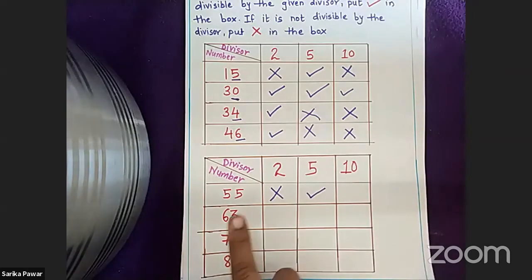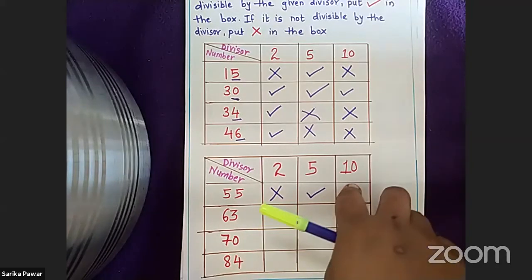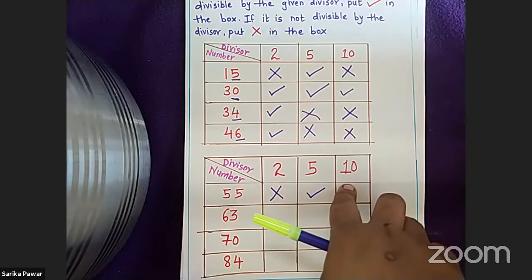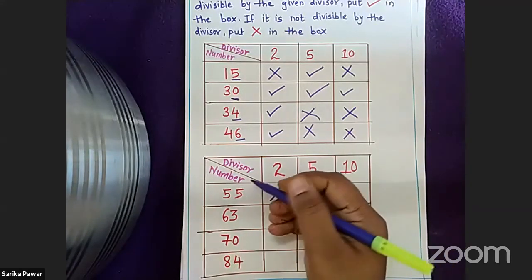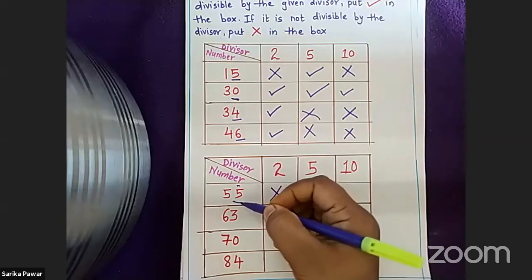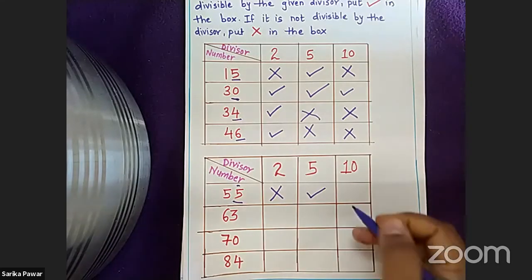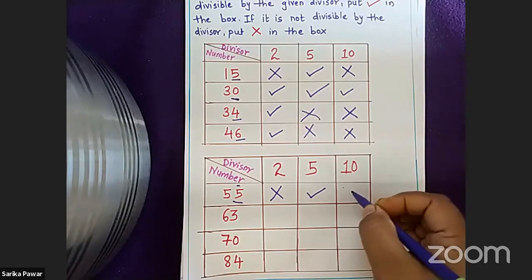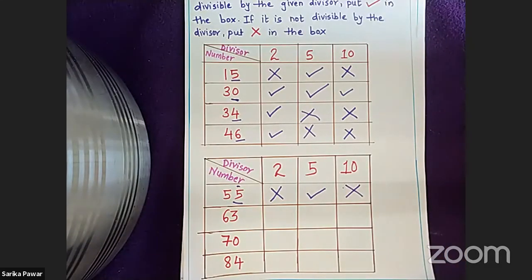Now is 55 completely divisible by 10? Yes or no? For the divisibility test of 10, we require 0 in the unit place. But here number 5 is there. So 55 is not completely divisible by 10. So the answer is wrong. Okay.